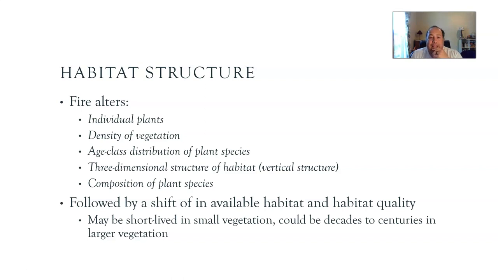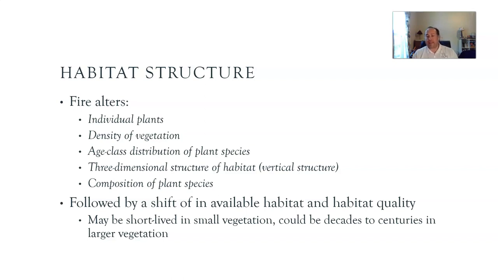And then what happens to that animal? It's got to just figure it out, right? Because that's competition. Adapt or perish. And so those are the types of things where it really becomes interesting. If it's small vegetation where it can come back quickly, this shift might just be short-lived, might just be temporary.